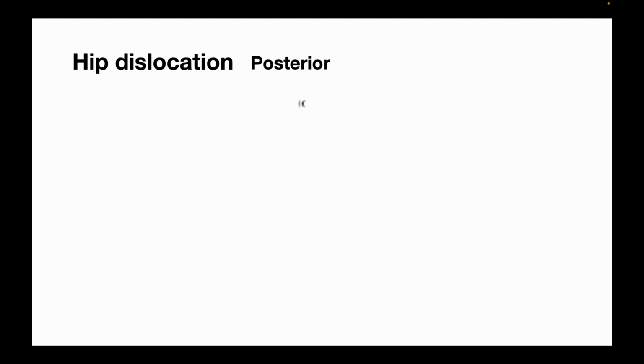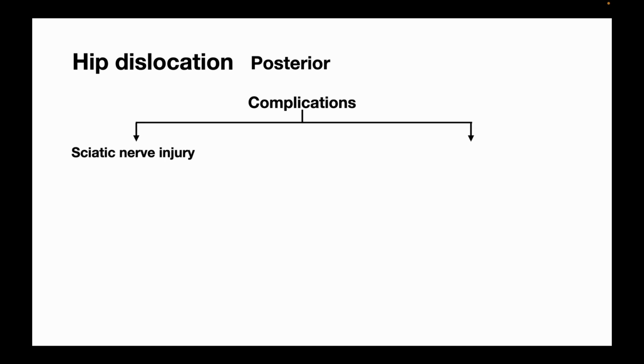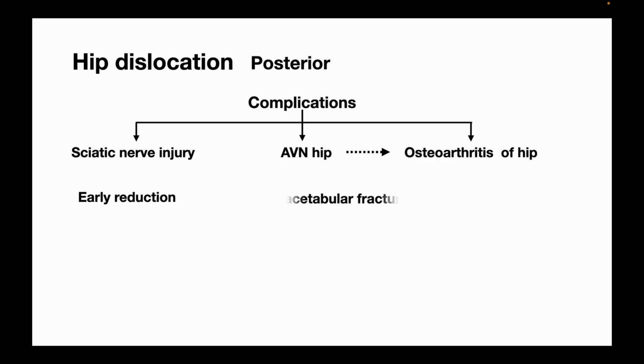Three important complications to remember in posterior hip dislocation are sciatic nerve injury, osteoarthritis of the hip, and avascular necrosis of the hip, which can further result in osteoarthritis. In order to reduce the incidence of these complications, we aim at early congruent reduction and fixation of the fracture fragments and retrieval of any loose fragments from the acetabulum.